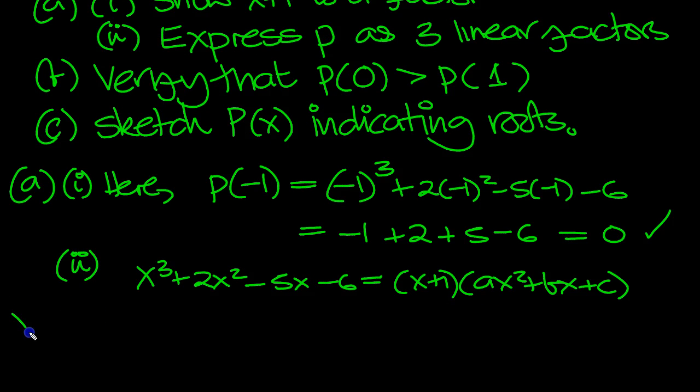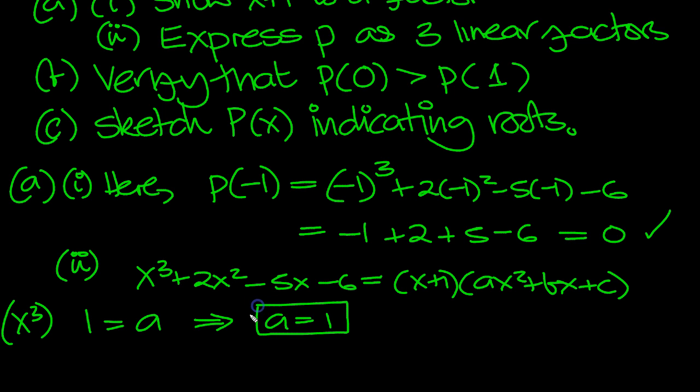So here, let's equate x cubes. There's 1 on this side, and when you expand the brackets, there's only going to be one a lots of x cubed here. So a equals 1. Now we'll look at the constant next, because there's only one constant. Just equate those. Minus 6 on this side is equal to, and we end up with a c on this side. So c equals minus 6.